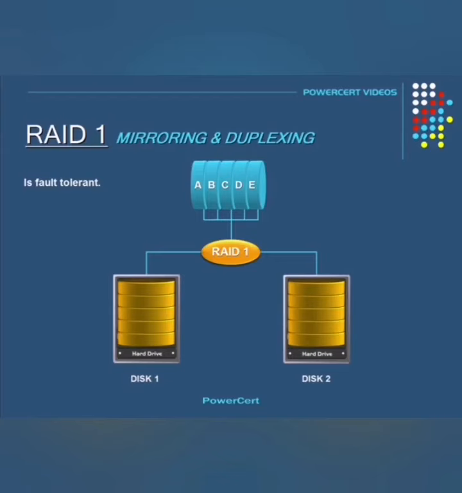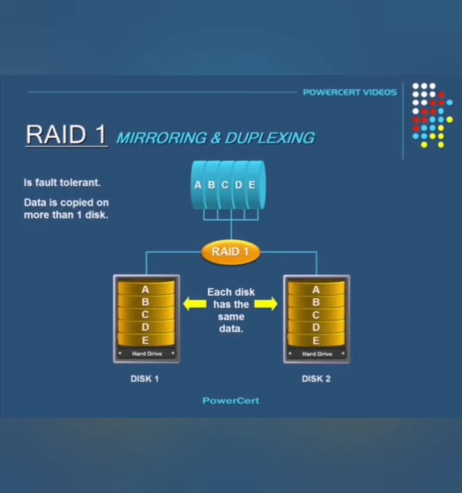Moving to RAID 1. RAID 1 is one of the most reliable RAIDs. It consists of 2 hard disks of the same size. The data will be written on both hard disks at the same time. As you may see in the image, it's writing A, B, C, D, E, etc.